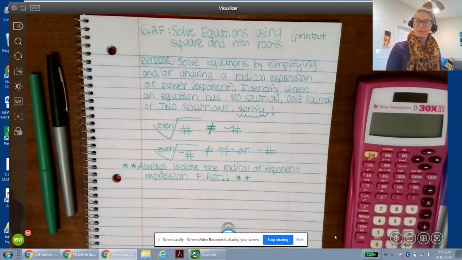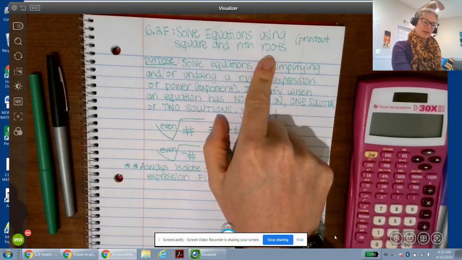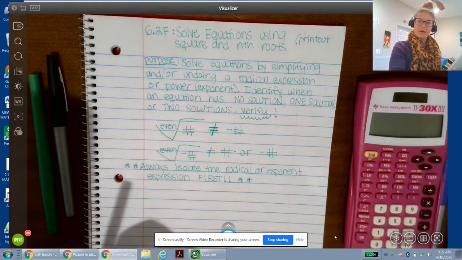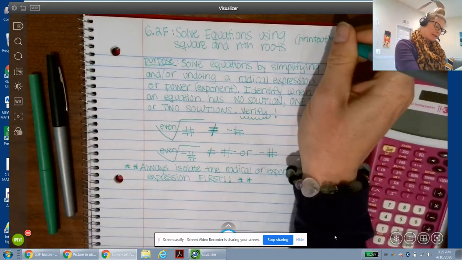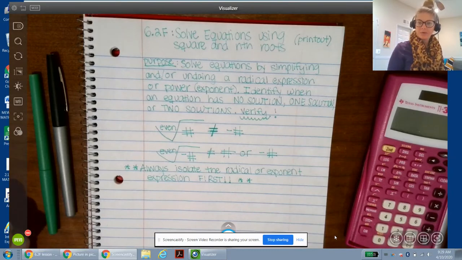Today we're going to be working through 6.2f, solve equations using square and nth roots. It's going to be on a printout, or maybe you're working on this in your notebook or on a separate piece of paper or on a touchscreen PDF.